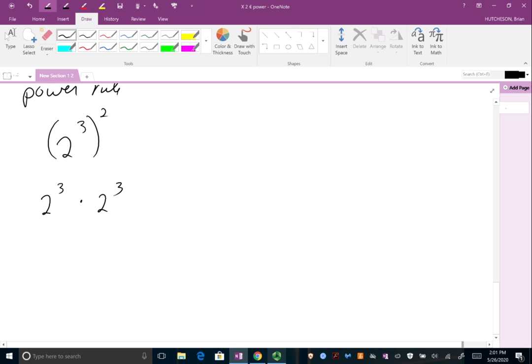What's 2 cubed? It's 2 times 2 times 2. And this guy's 2 times 2 times 2. And how many 2's are that? 6. How do you get to a 6 using a 3 and a 2? Oh, it's multiply. This guy is just 2 to the 6, because it's 2 raised to the power of 3 times 2.